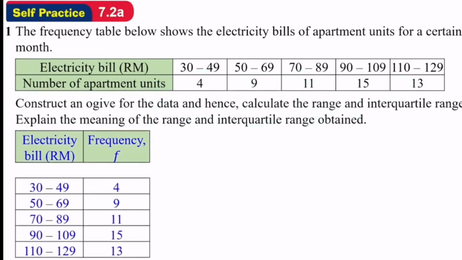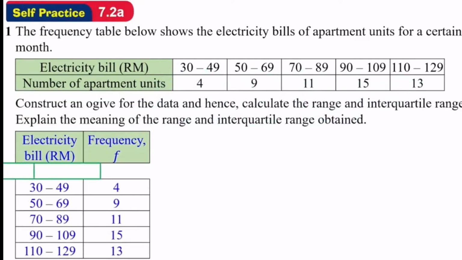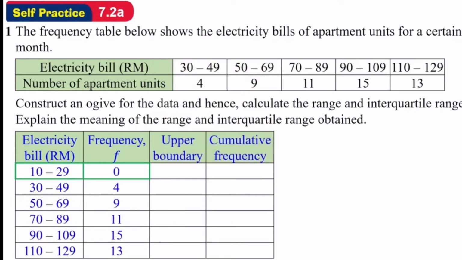As you can see, we will copy down these two first, and we will add one column whereby the frequency must be 0. This is how we do the cumulative table every time we want to draw an ogive. For the upper boundary, you can shift the upper limit, but you must add 0.5. And the cumulative frequency starts at 0.